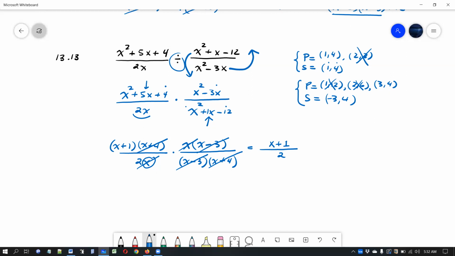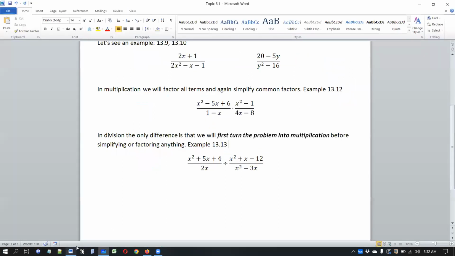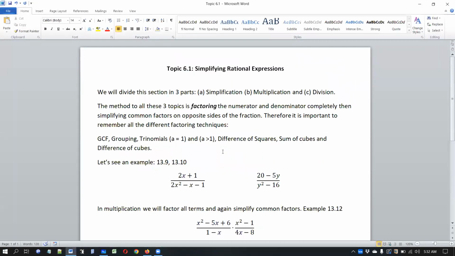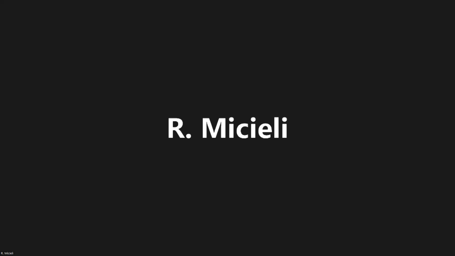Okay, so this is how you do division. So the very first thing you do is invert, or change the division into multiplication, and then proceed as before, factoring everything. All right, so this is the section topic 6.1, simplifying, multiplying, and dividing rational expressions. All that you have to remember are these techniques and applying them correctly to finish the process. Okay.